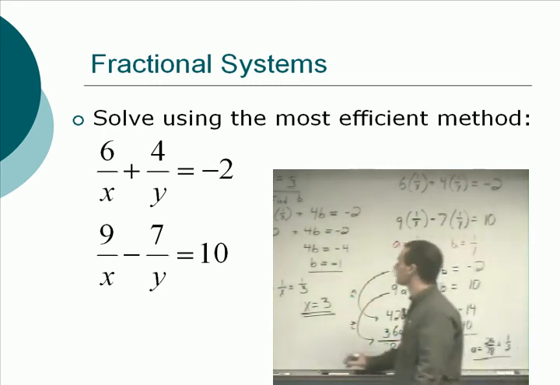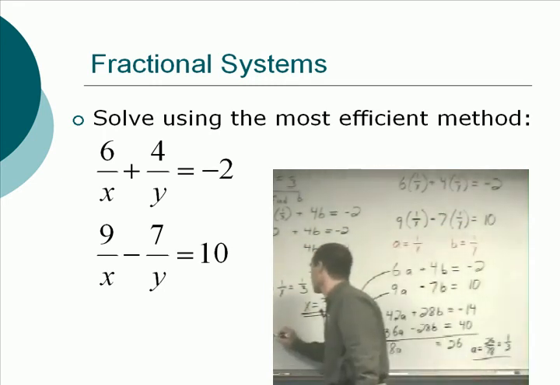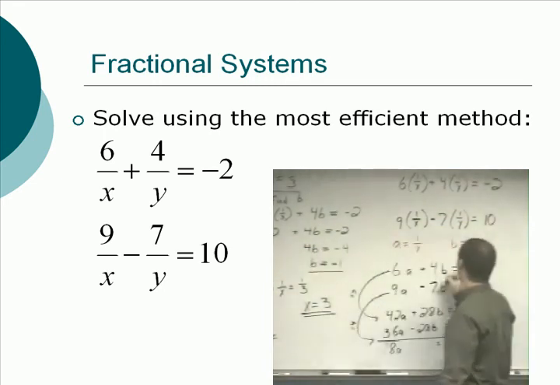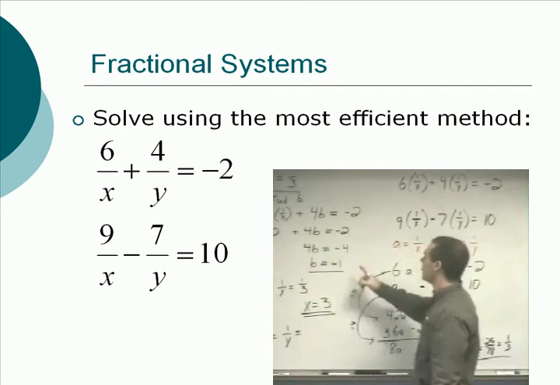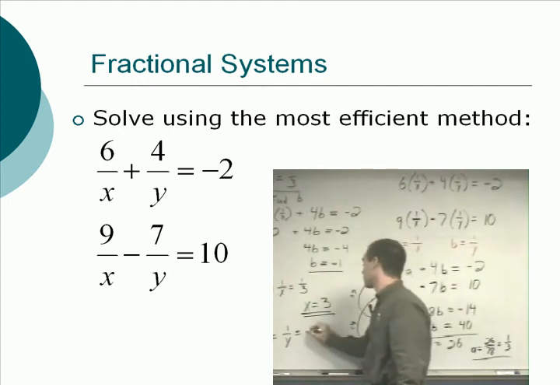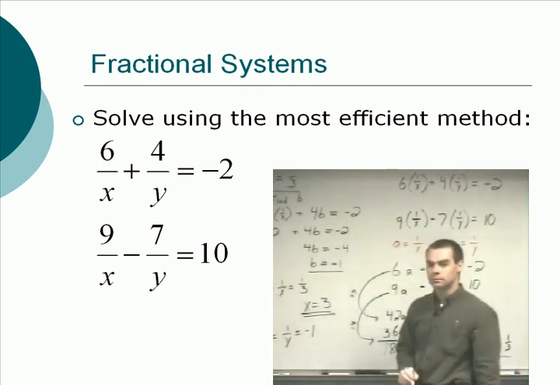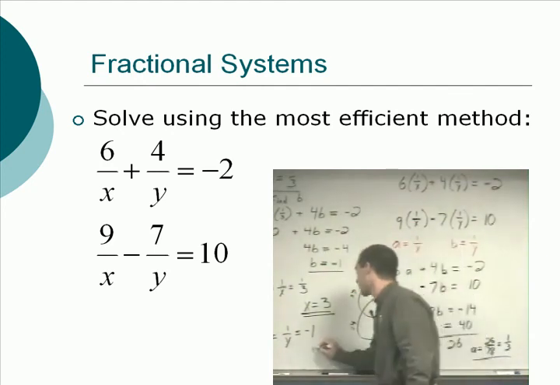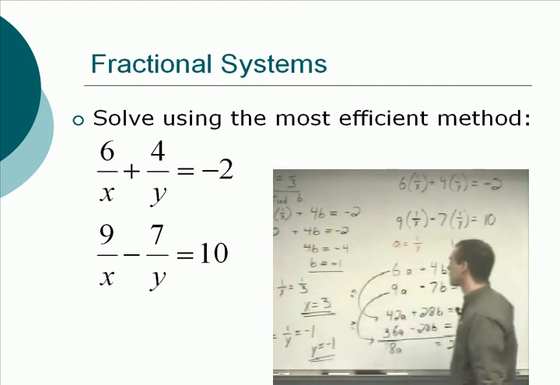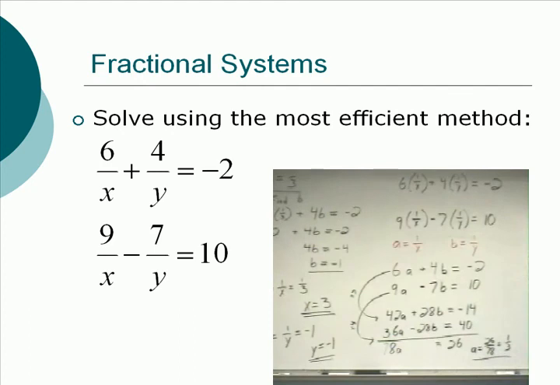And b equals 1 over y, which we know to be -1. And so what is y? Y equals -1. And we're done. We found our solution. X is 3, y is -1.